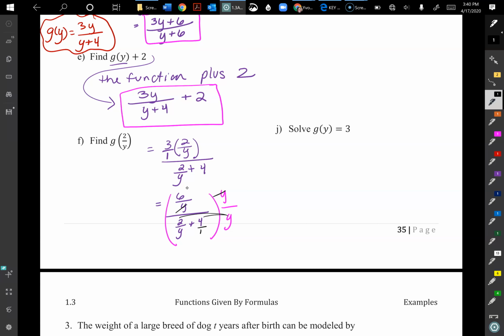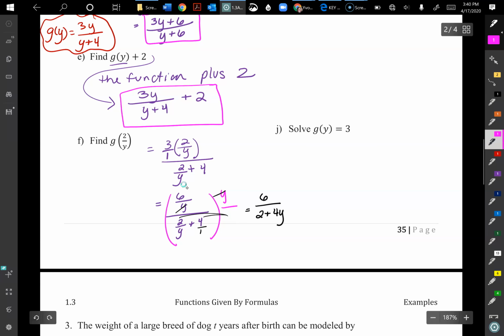So how that works is I will get 6 over 2 plus 4y. So if I write them out separately, instead of having it distributed that way, multiply both these terms by y. That's where I get my 2 plus 4y. So that's clearing the fractions or simplifying a complex rational. And this is what I'm left with here.